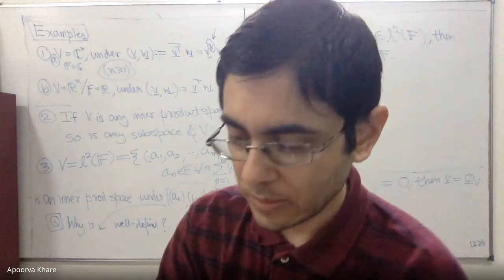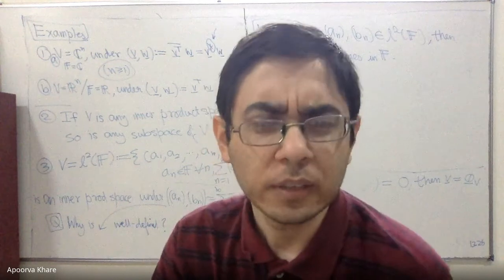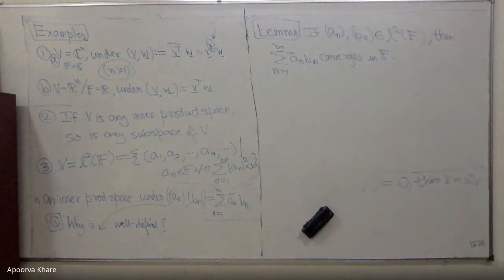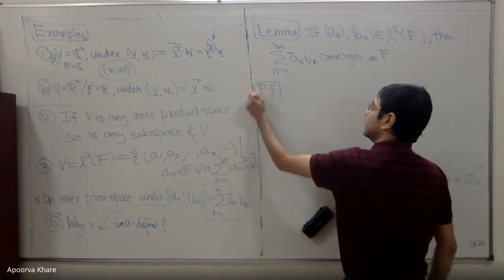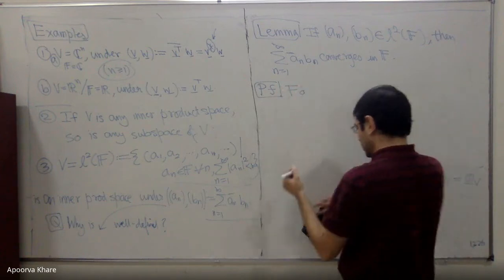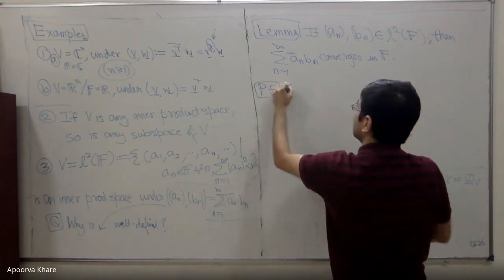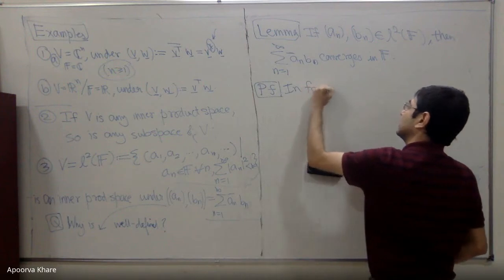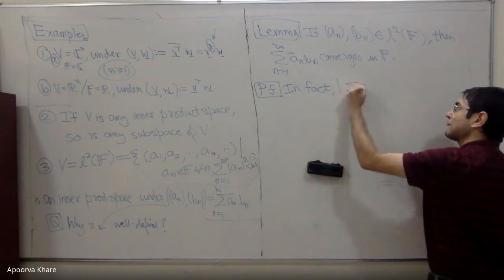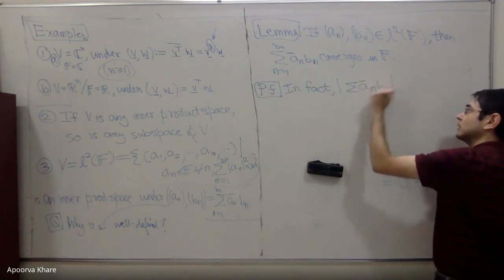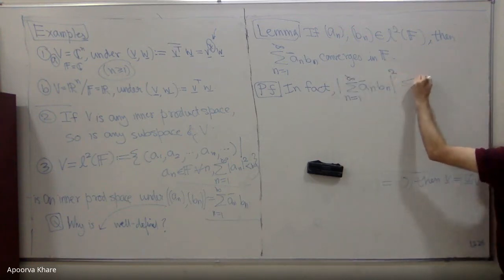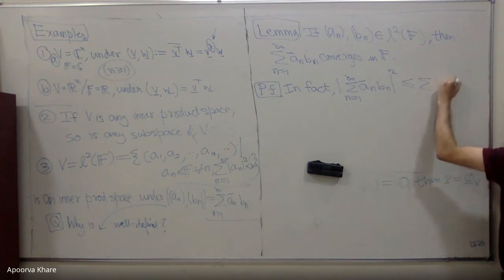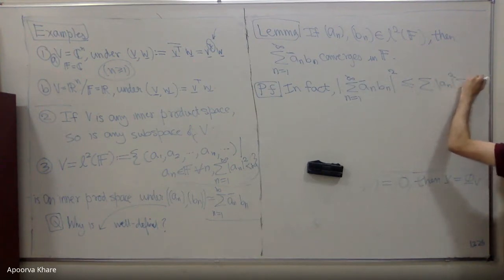Okay, so why is this true? Let us hope today we don't have internet issues. So why is this true? Basically, it's true because of the Cauchy-Schwarz inequality. So, in fact, this is a complex number whose absolute value or modulus squared is less than or equal to summation |a_n|^2 times summation |b_n|^2.